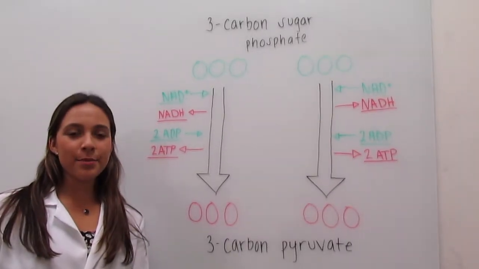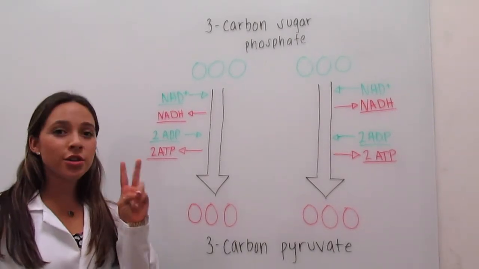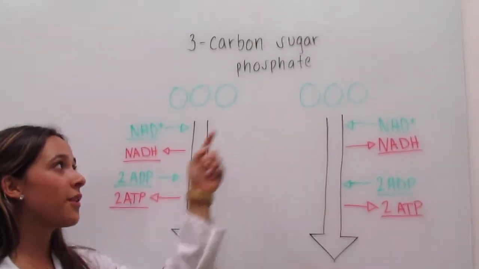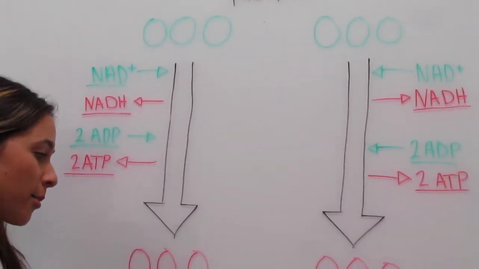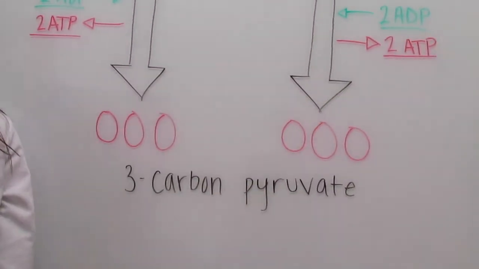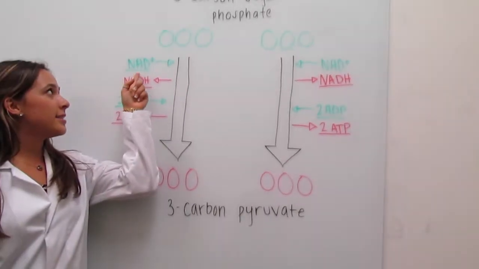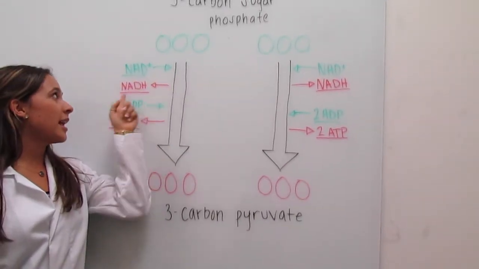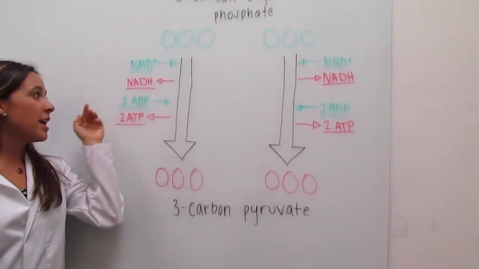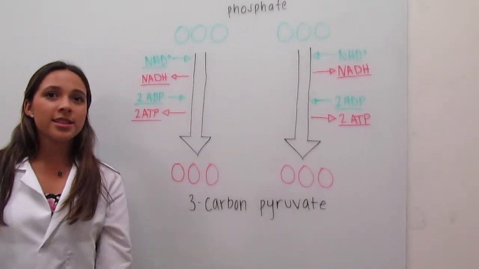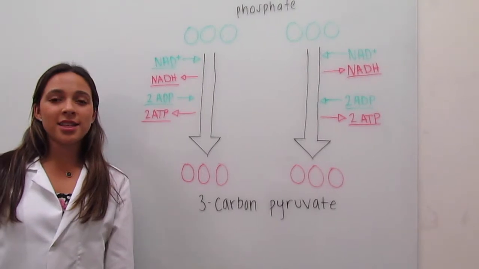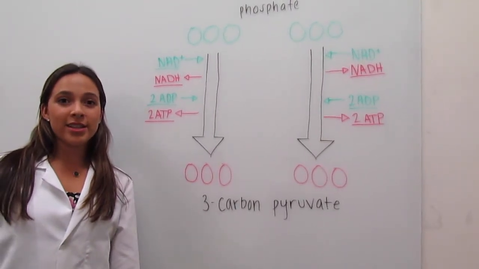In this next step of glycolysis, we have 2 3-carbon sugar phosphates. They then simplify down into pyruvates. This happens when NAD+ gets transferred in and ends up becoming NADH, and ADP comes in and then turns into ATP. This is the final process of glycolysis, and this is how food breaks down into energy.